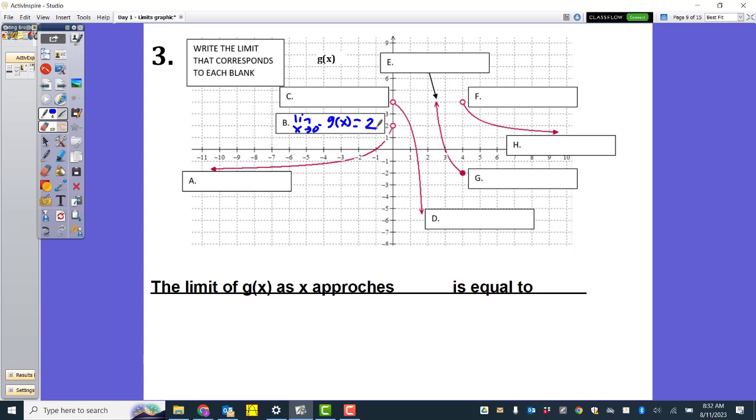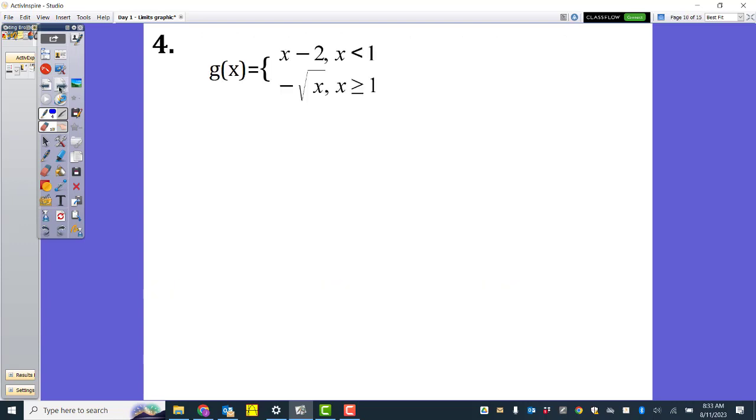This statement down here is how you would say this. So the limit of g of x, or the limit as x approaches a number of g of x, is equal to blank. All right? This is how I want you saying it in class when we actually start working on this more.